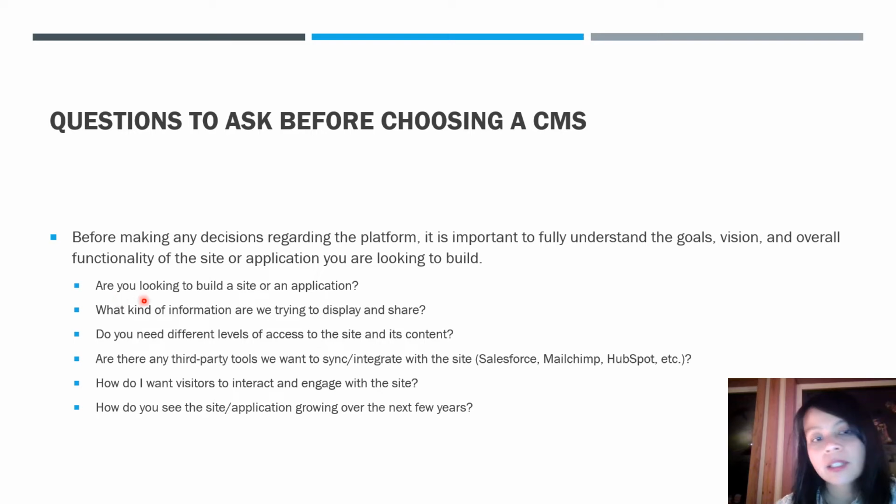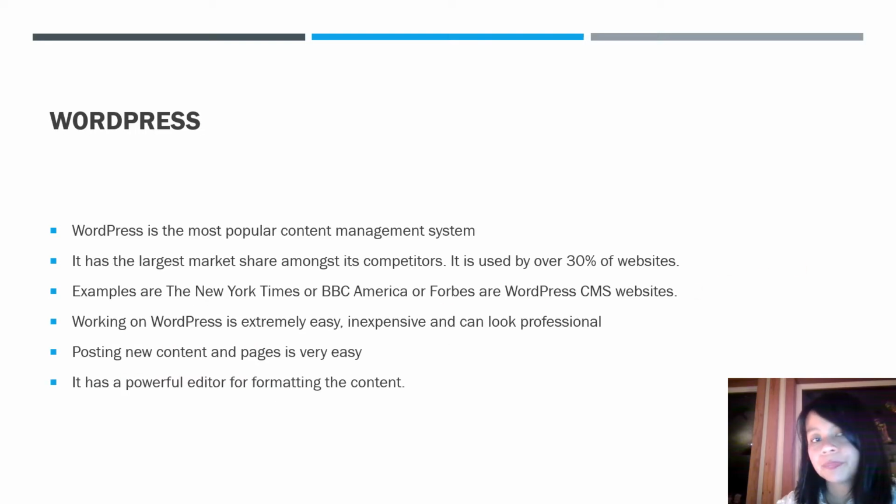Okay, so first of all, ask yourself, are you building a website or an application? What kind of information are you trying to display and share here? Do you need different levels of access to the site and its content? Are there any third-party tools that you want to sync and integrate with the site, like Salesforce, MailChimp, HubSpot, and so on? How do you want visitors to interact and engage with the site? And where do you see your site or your application growing over the next few years, like a rapid growth, or do you think it'll be quite steady? So pause and ask yourself those questions when you're picking a CMS.